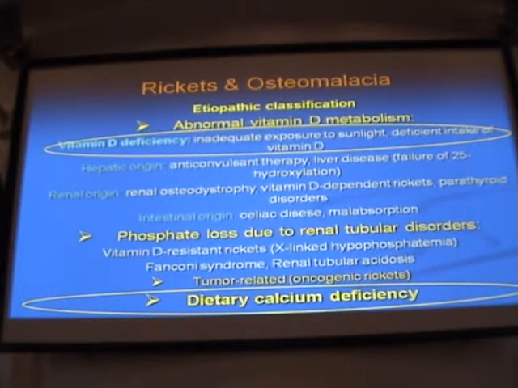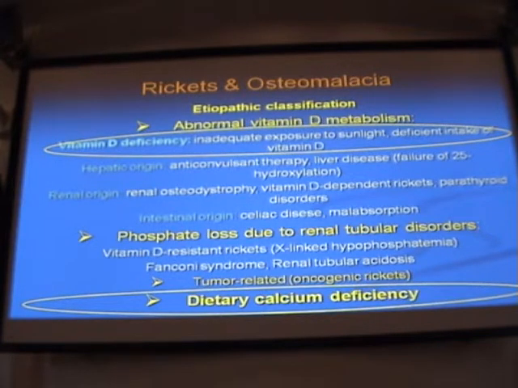And the second special group is rickets and osteomalacia of congenital origin. This is phosphate loss due to renal tubular disorders. There are nosologic units like vitamin D resistant rickets. The best known is X-linked hypophosphatemia, X-linked hypophosphatemic rickets. Well known are also Fanconi syndrome and renal tubular acidosis. It is also very well known to pediatricians.